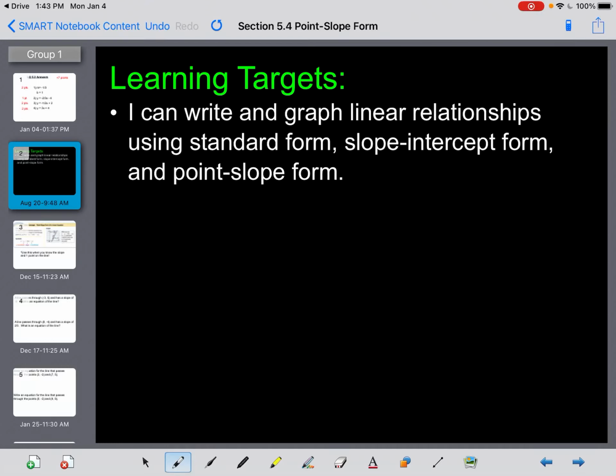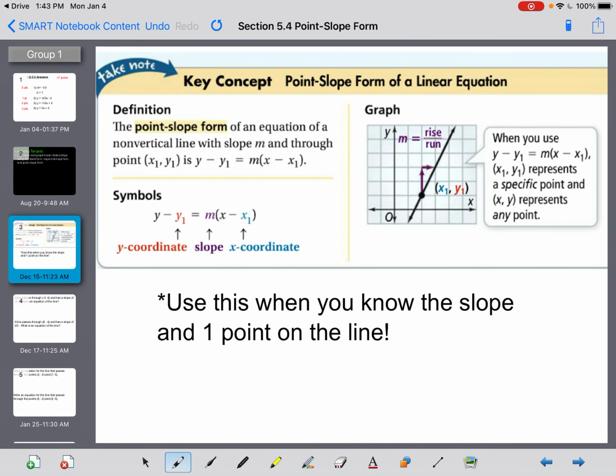Chapter 5, Section 4 is about point-slope form, which is the second form of linear equations that we're going to talk about. This is a two-part lesson, so after today you should only be able to do part of the assignment. We'll finish it up on part 2.